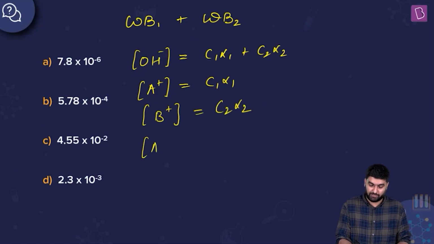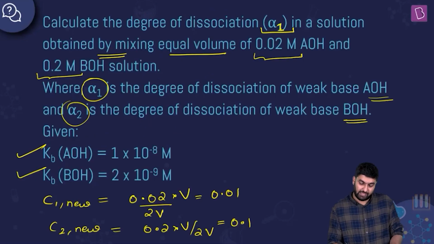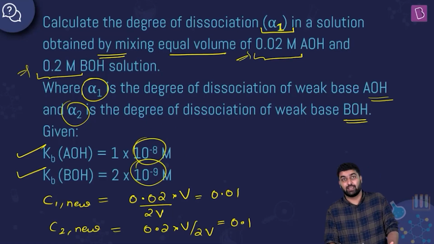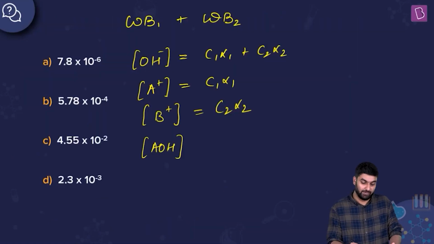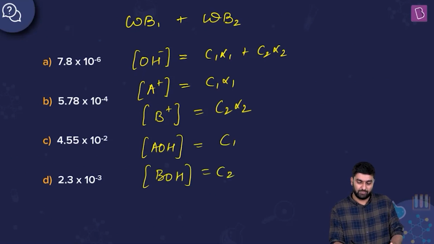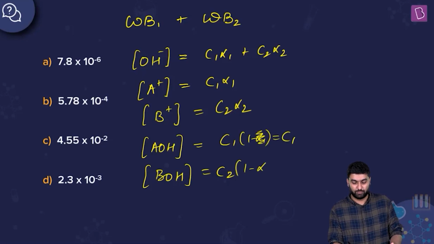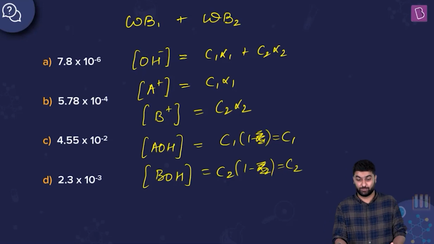The AOH concentration can be approximated. Can it be approximated? Yes, indeed, it can, because the values of C1, C2, and KB1 and KB2 are quite small. So AOH can be approximated as C1 and BOH can be approximated as C2. Why are we saying that? Because this would have been equal to C1 times (1 minus alpha 1), but we are ignoring alpha 1, so this becomes C1. Similarly, this would have been C2 times (1 minus alpha 2), so we are ignoring this, and it becomes C2.